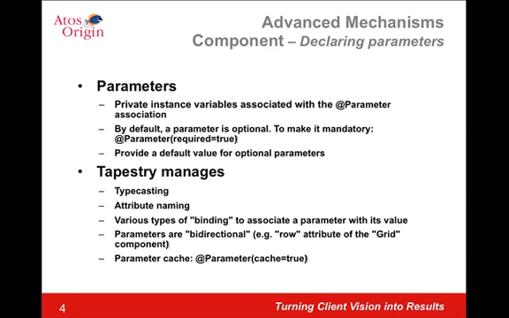The notion of bidirectional parameter makes it possible to associate a property of the component to a variable of the page that will embed the component. For example, if the value of a parameter changes in the component, it will modify the field in the page class.